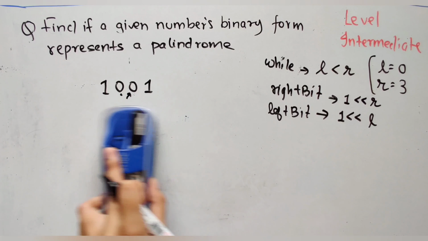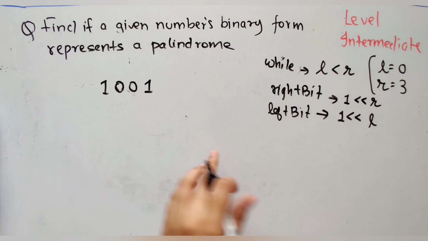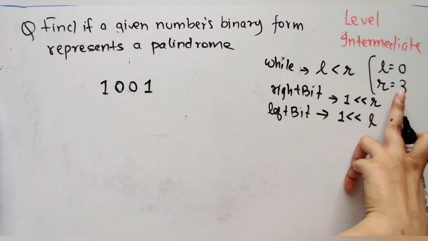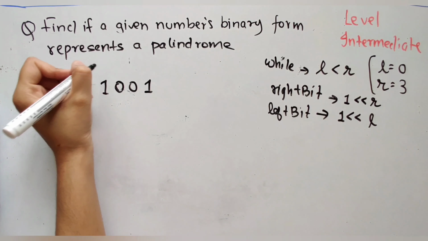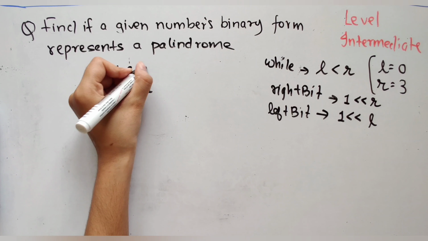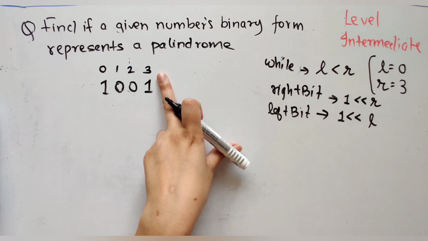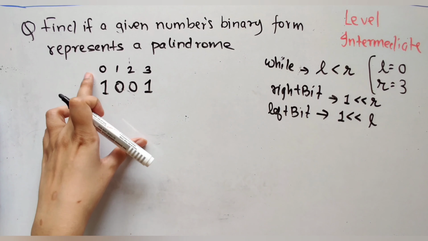Okay. Now let's trace the algorithm to see. So we have initialized L with 0 and R with 3. That means its left hand side is 0, 1, 2, 3. So how many other bits we have? We are going to initialize R with 3, which is the right side, and left side is 0.